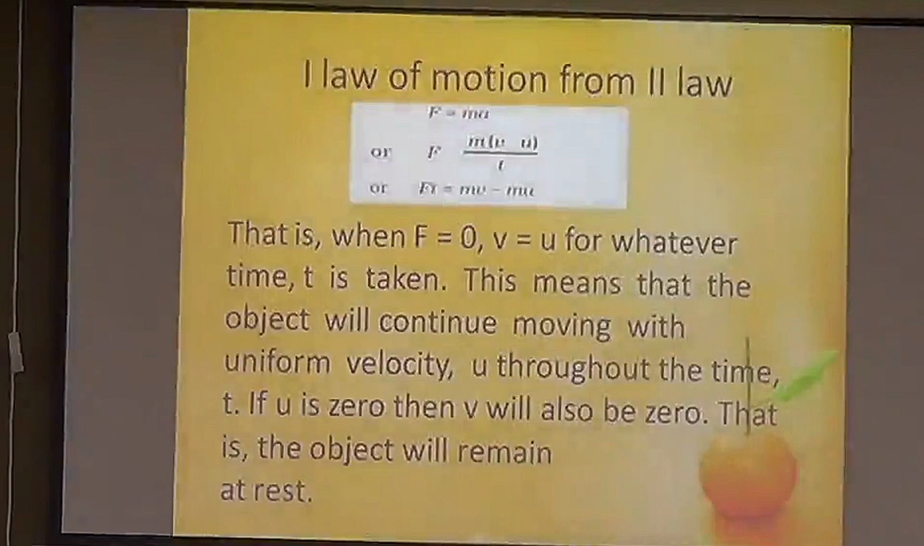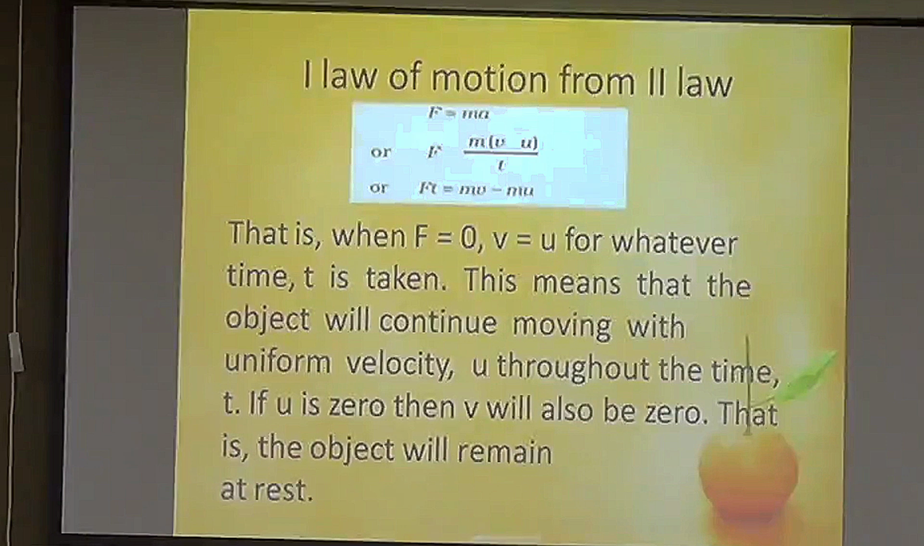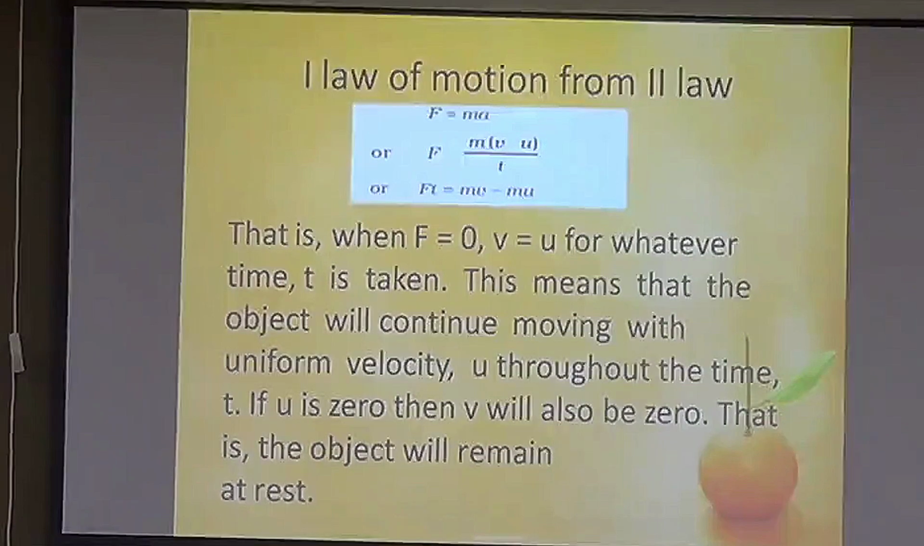Now we can derive the first law of motion from the second law of motion given by Newton. As derived here, F is equal to ma, or m(v minus u) upon t. Thus, Ft is equal to mv minus mu. When F is 0, the left hand side becomes 0 and mv is equal to mu. m will cancel out, thus v is equal to u. Now v is equal to u can be explained as: the body will continue in its state of rest or in uniform motion until and unless there is an external force acting on it.